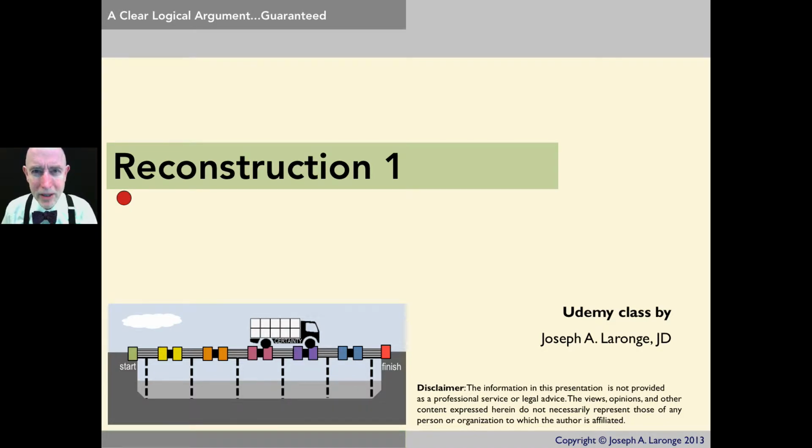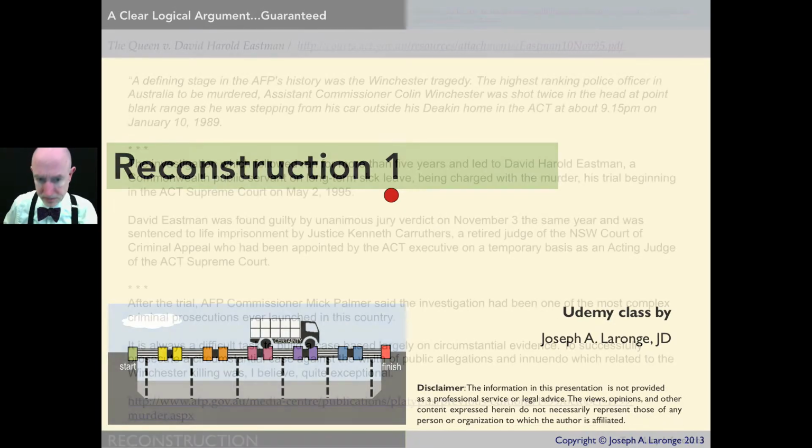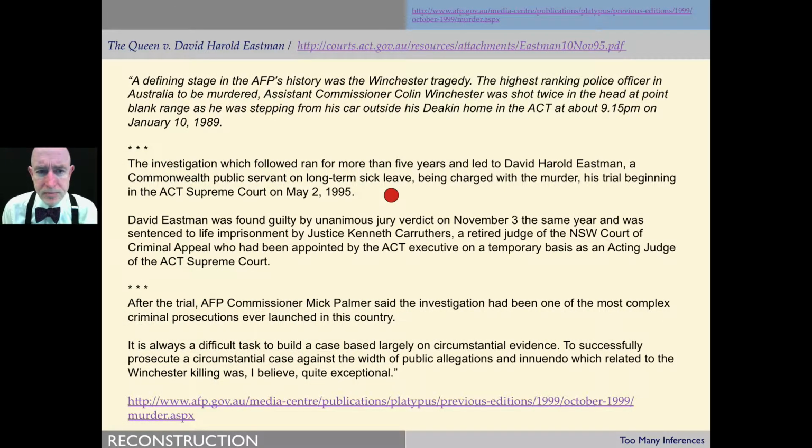Hi, welcome back. In this segment, which is called Reconstruction 1, I'm going to show you the process of reconstructing an argument into the logic bridge format so that the reasoning is clear. We're going to be using a case that happened in Australia, and the name of the case was the Queen versus David Harold Eastman.